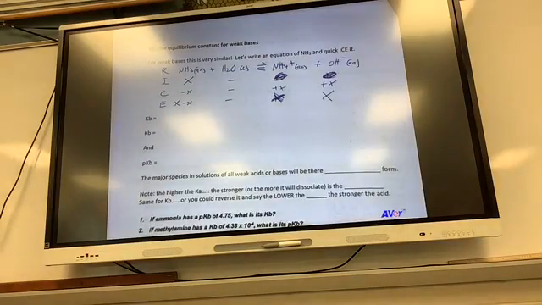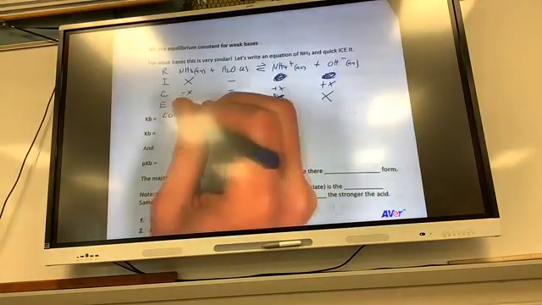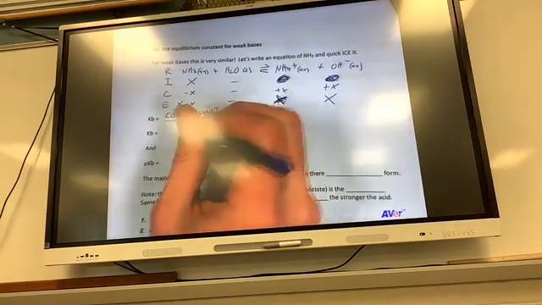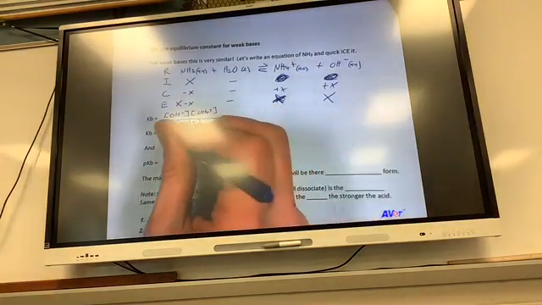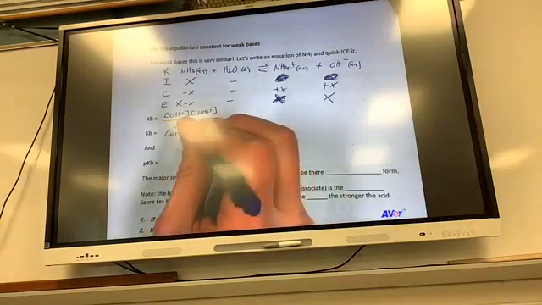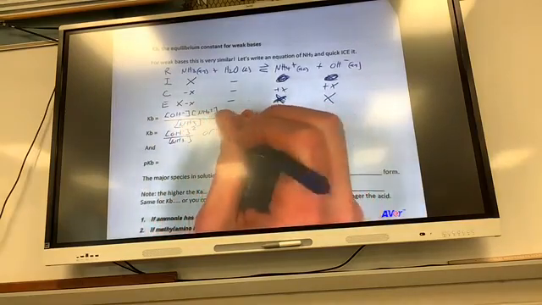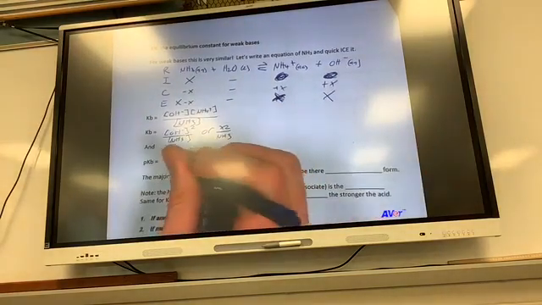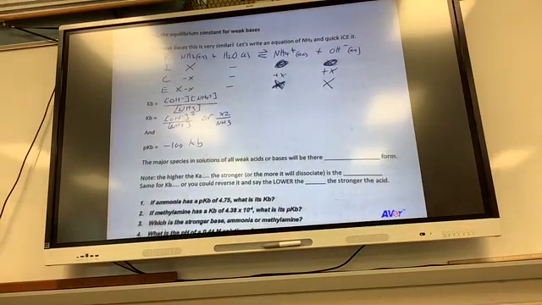So my Kb is going to be equal to the concentration of OH minus times the concentration of NH4 plus over the concentration of NH3. Or Kb could be the concentration of OH minus squared over the concentration of NH3, because those are both X, or X squared over the concentration of NH3. And pKb is still equal to the negative log of the Kb. So this is pretty much the same thing as what we were just doing.